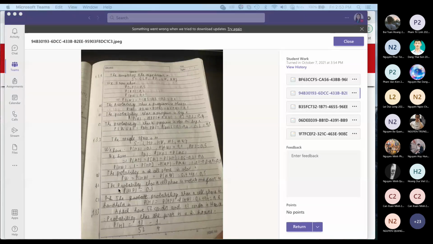Good. B, the probability of MF. We found it is 0.3 here. So here's the solution. Now question C, the probability that a cell phone is a hand is the probability of H, which equals the probability of HF plus the probability of HW, so it equals 0.2 plus 0.4, equals 0.6. Okay, nice. But you should resize all the images to 1 to 1.5 before uploading to the assignment. Okay.